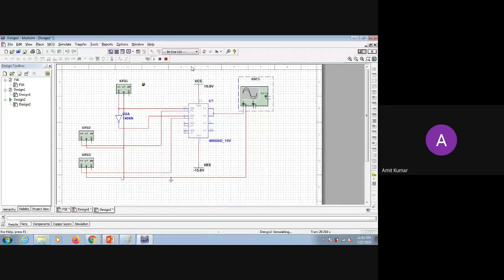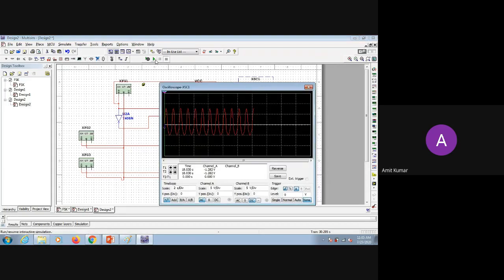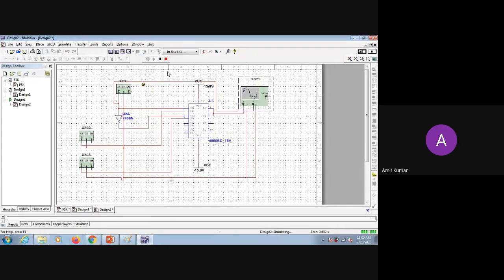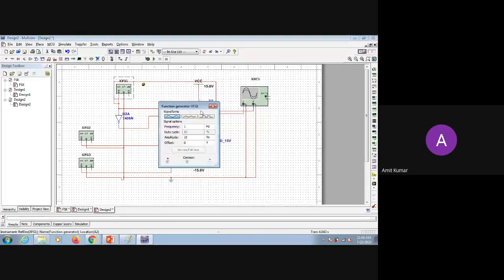Sine wave we are getting, we will take the input so we can measure whether we are getting the same correct thing or not. Okay, so that is an issue. We have to select digital data here. And I think I have not changed the frequency.